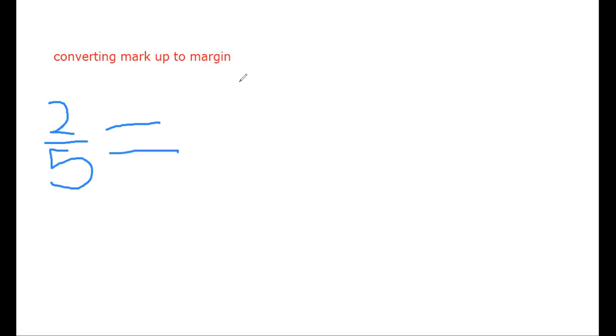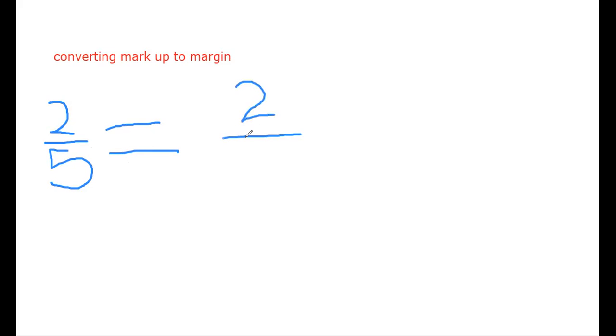It says that the numerator, remember, this is the numerator and this is the denominator. You know that, right? The number on top is called a numerator. When it comes to fractions, the number on top is called the numerator, and the number at the bottom is called the denominator. Now, converting from markup to margin, you take your numerator as it is, so it's 2.